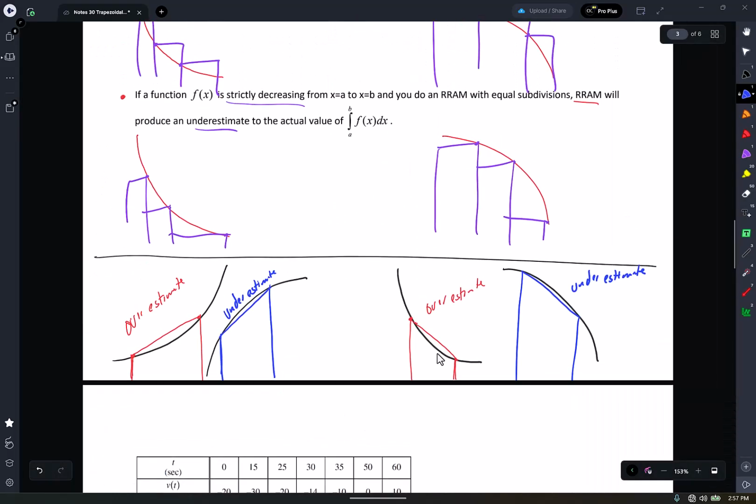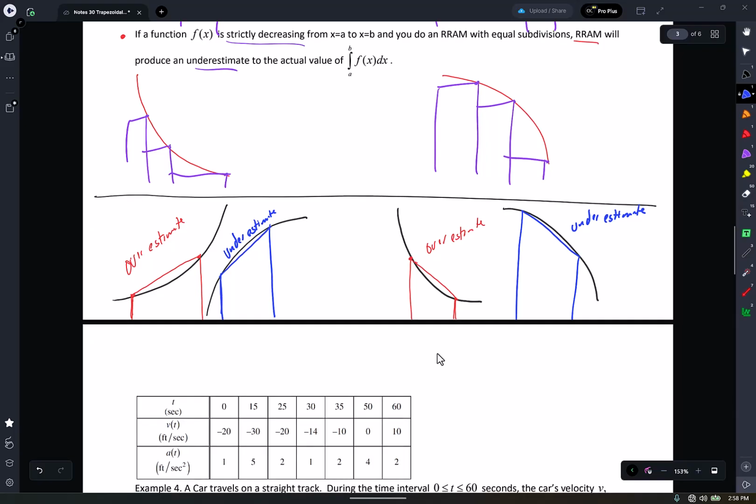In conclusion, before we move on, guys, LRAM and RRAM care about increasing or decreasing. Do LRAM and RRAM care about concavity? No. But trapezoid does not care about increasing or decreasing. Trapezoid cares about concavity. Cool or not cool?